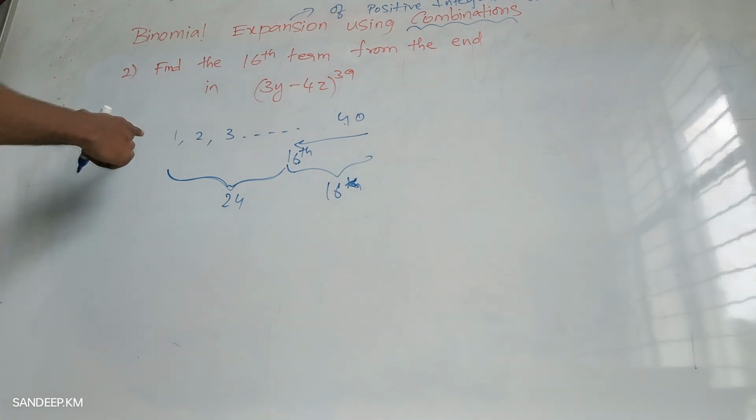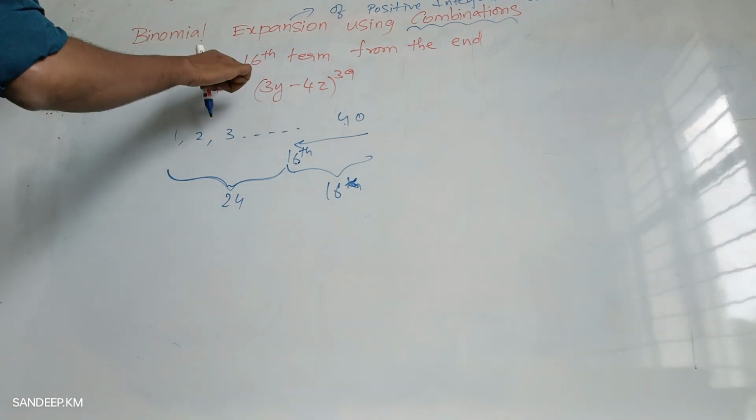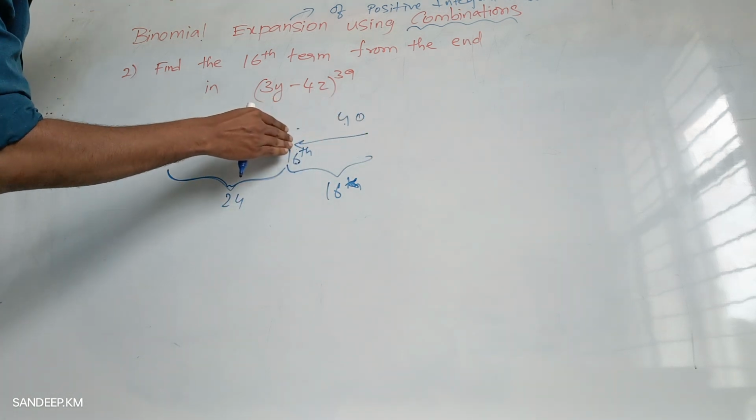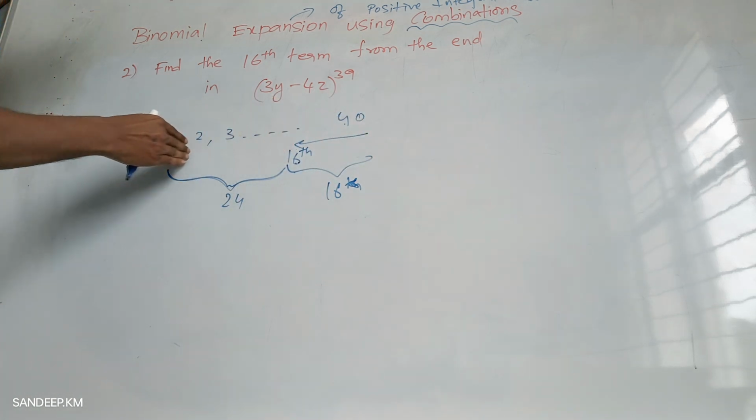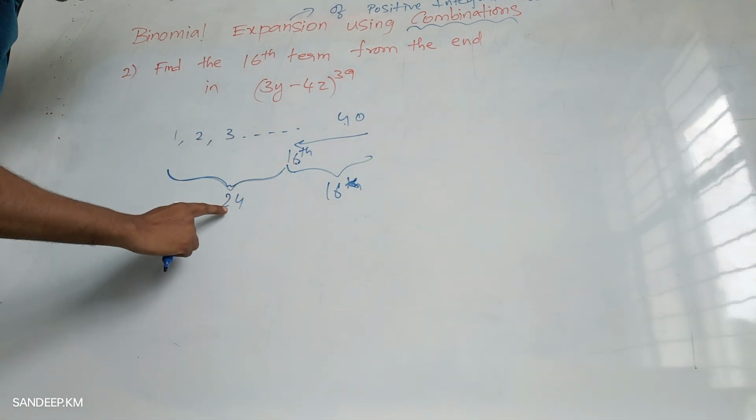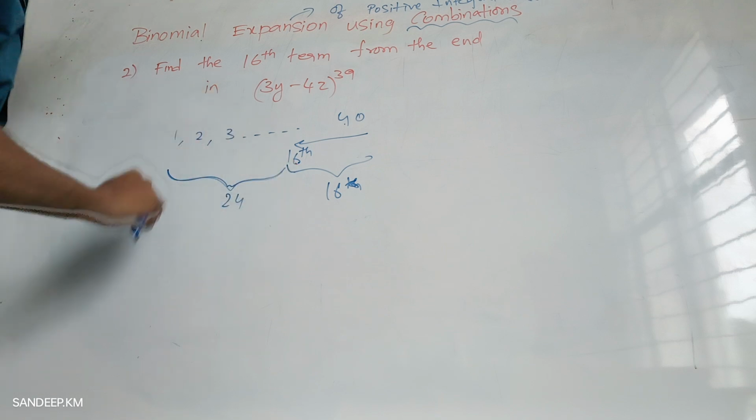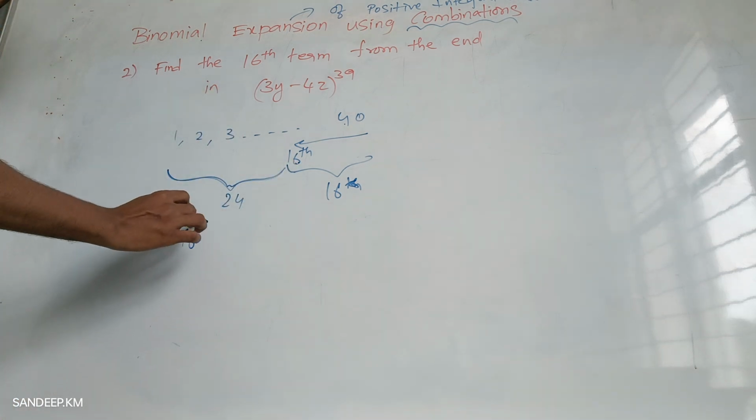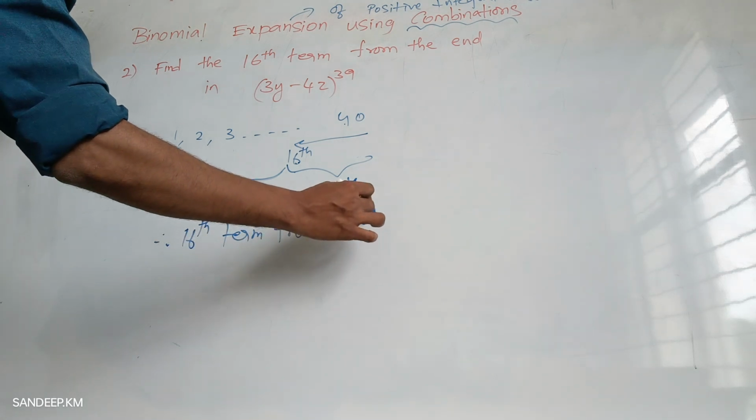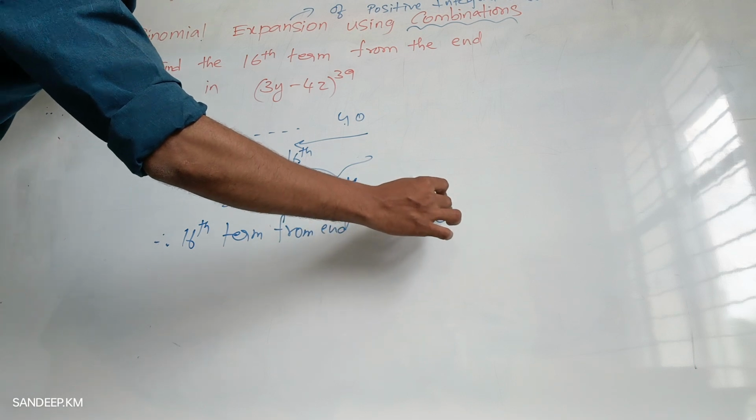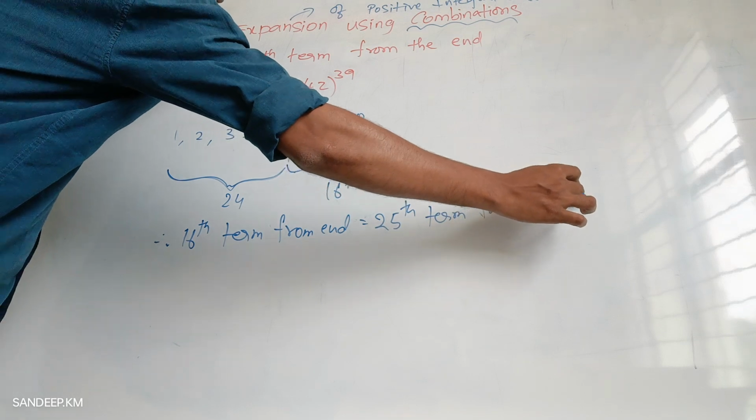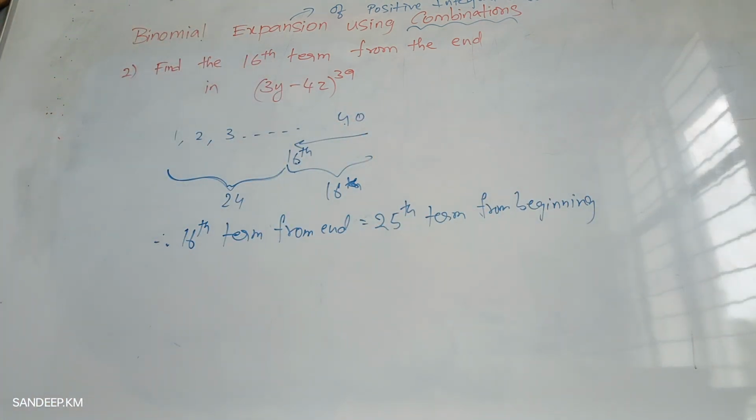Total 40 terms are there. I want the 16th term from the end. So let me take the 16 terms from the end. Then how many remaining number of terms are there? 24 terms. And this 16th term is what? 24 terms from the starting plus 1. Correct or not? Therefore the 16th term from the end is equal to the 25th term from the beginning. The 16th term from the end is the same as the 25th term from the beginning.